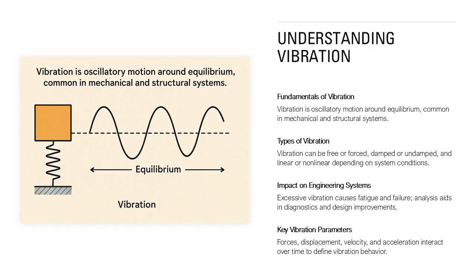Vibration refers to the oscillatory motion of an object about its equilibrium position. It is a fundamental concept in mechanical engineering, physics, and structural analysis. Vibration can occur in solids, liquids, and gases, but in engineering contexts, it is most commonly associated with mechanical systems such as engines, turbines, and rotating machinery.